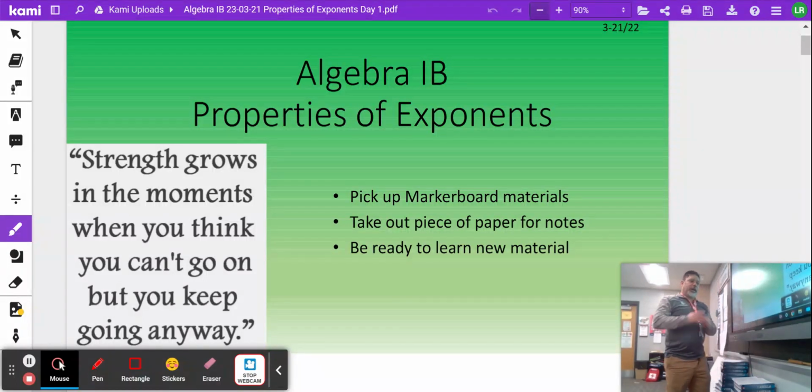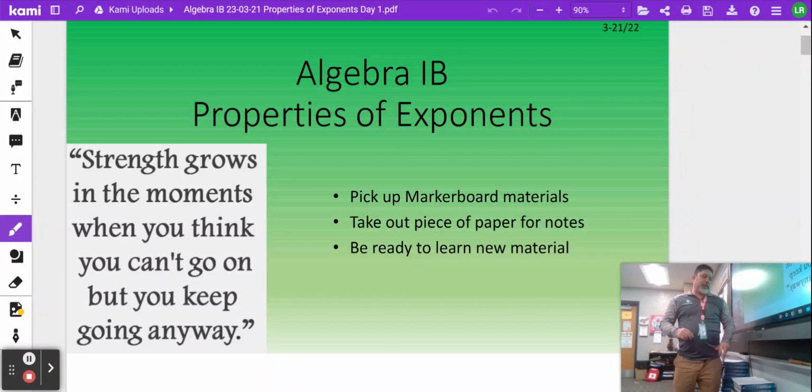Hey guys, we're going to be going through a lesson today on properties of exponents. Obviously, if you're at home, you will not be using a marker board, but you do need a piece of paper out. We'll be doing some of them as notes, and then some of these you will need to make sure that you pause the video, and you will need to do the problems and then check with the answer and the work that follows.